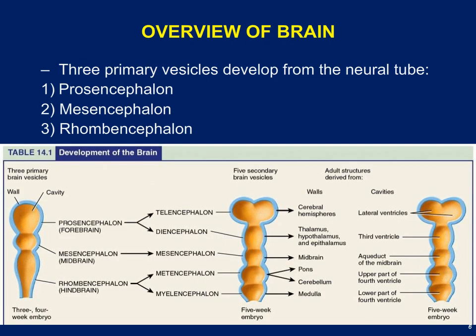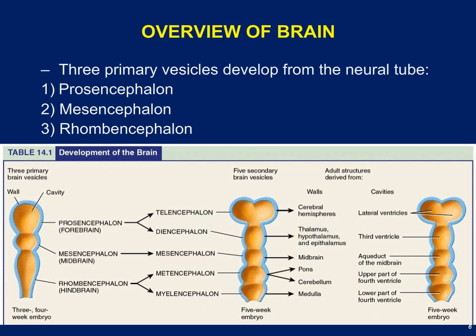Now, once formed, that neural tube will begin to differentiate into different brain regions. First of all, we'll start out with three divisions: the prosencephalon, the mesencephalon, and the rhombencephalon. The prosencephalon will continue to differentiate into the telencephalon, which will become the cerebral cortex, and the diencephalon, which will become the thalamus, hypothalamus, and epithalamus.